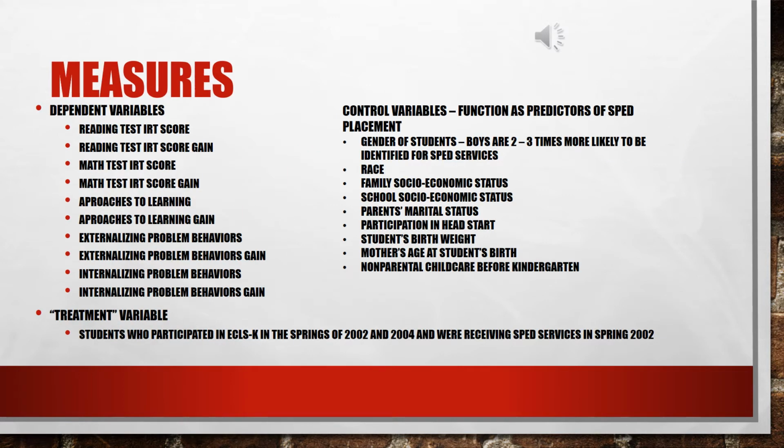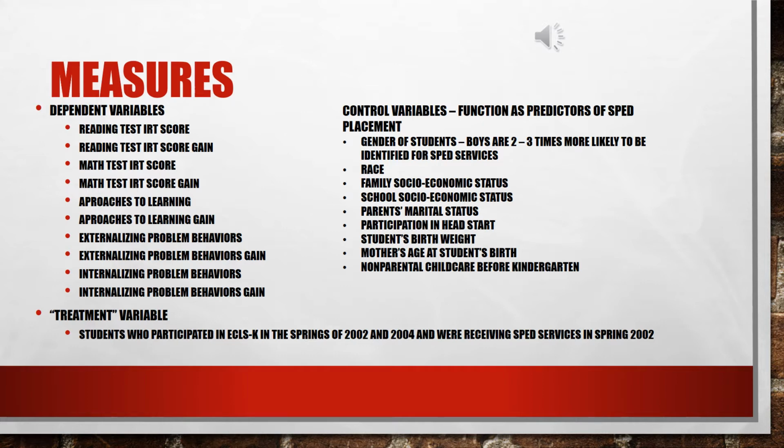The study used several dependent variables to analyze the test scores, as well as gains among each test within each area studied. The treatment variable were those students who participated in ECLSK in the springs of 2002 and 2004 and were receiving special education services in the spring of 2002.